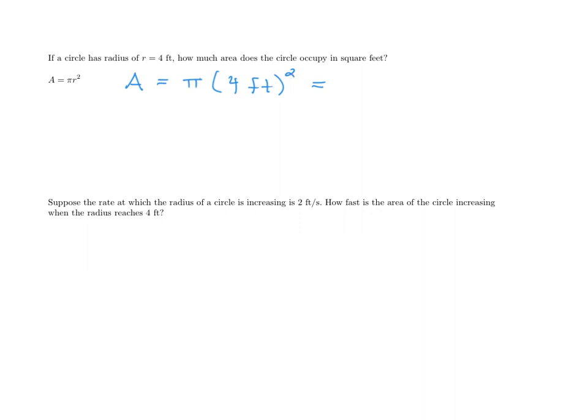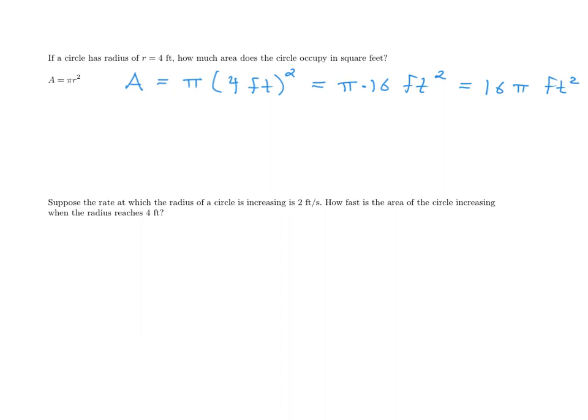4 squared is 16, so this is pi times 16. You actually also square the units too, and you get square feet, which is good. Area should be square feet. And we probably would reorganize this as 16 pi square feet. So if you know a radius and its distance, and you put it into this formula, it'll tell you the amount of area that this circle will occupy.